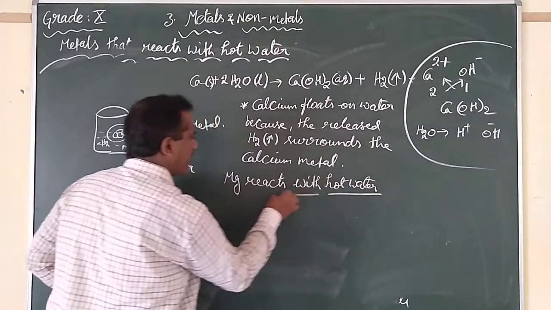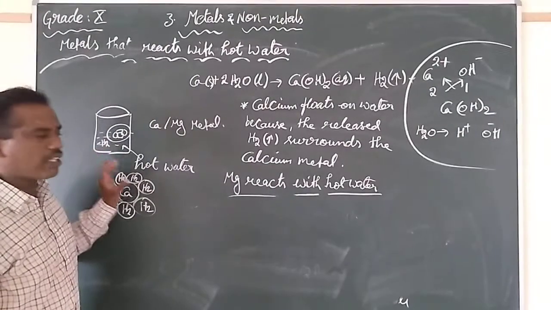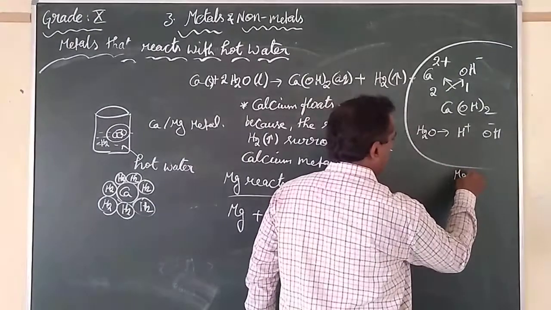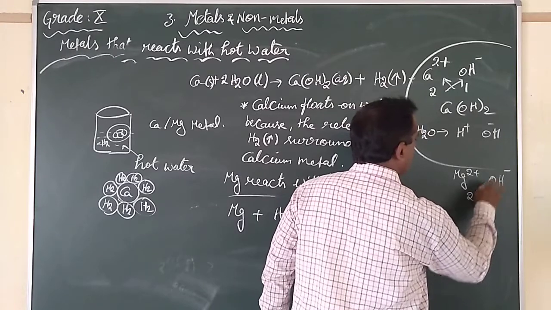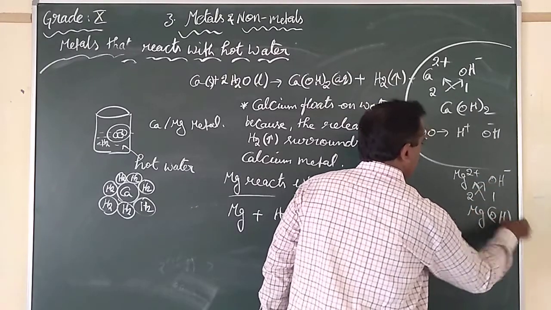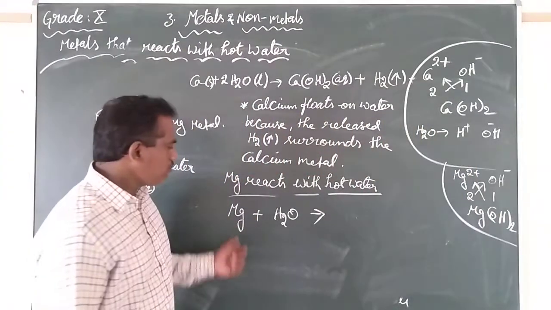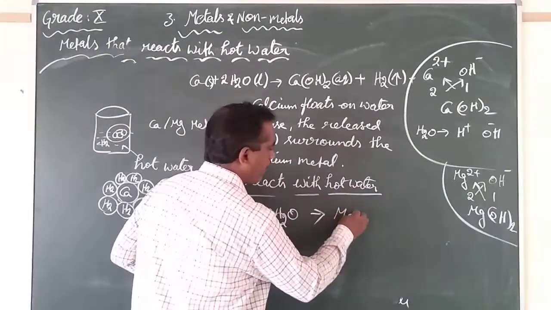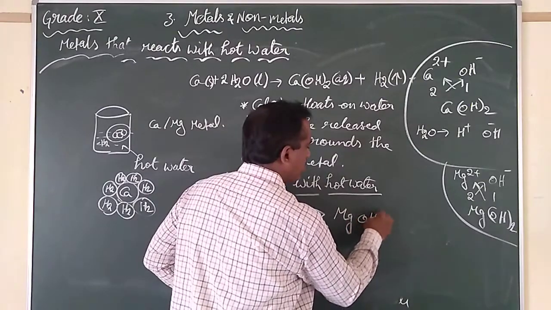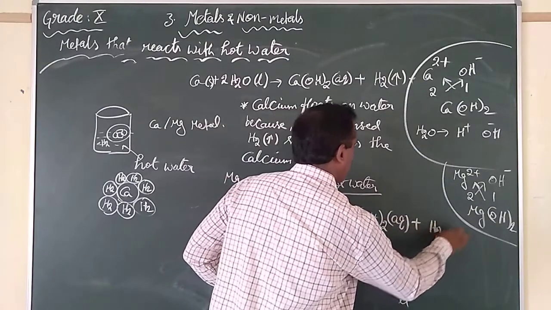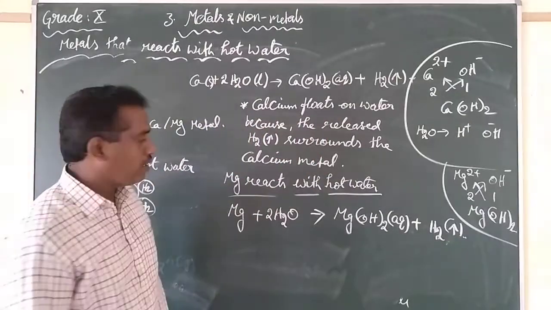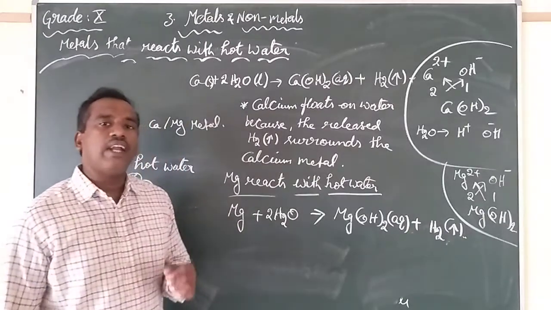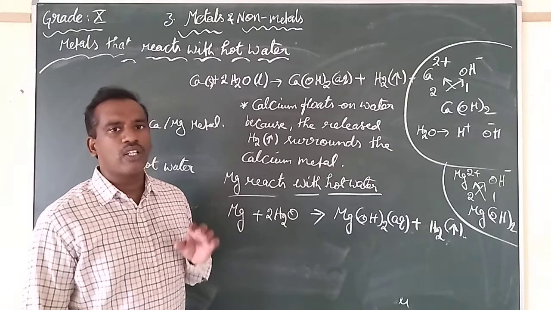Here also we are doing the same activity, like we have taken one beaker, placed some hot water, and we got the magnesium. Magnesium's valency is Mg2+. It also reacts with hydroxide ions in the same manner as calcium to form magnesium hydroxide. For one magnesium, how many hydroxides are needed? 2 hydroxides are needed. They will come from water. It is going to form Mg(OH)2, that will be dissolved in water, and hydrogen gas is also released. Even in this case, the magnesium will float on water. Why does magnesium float on water? The released hydrogen gas will surround the metal and that makes it float on the water.